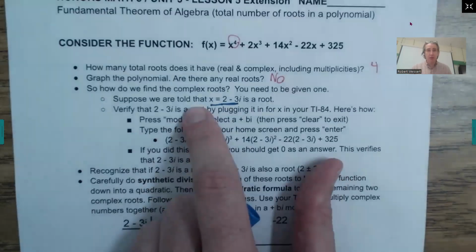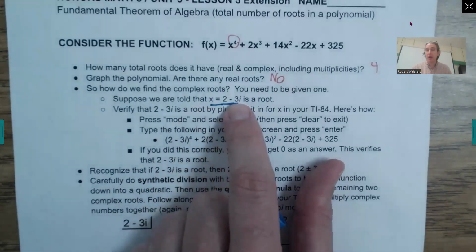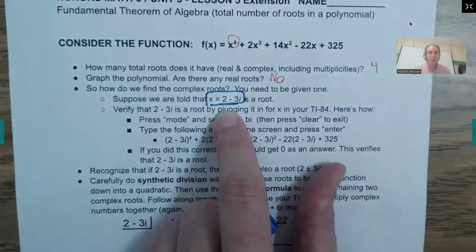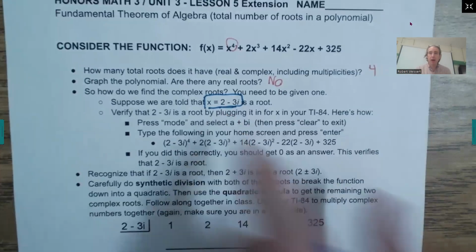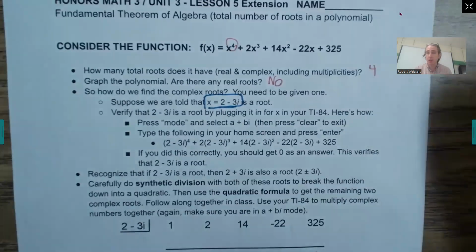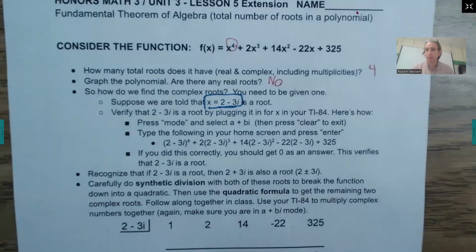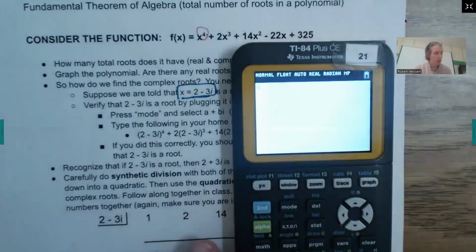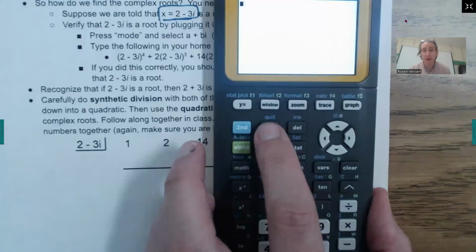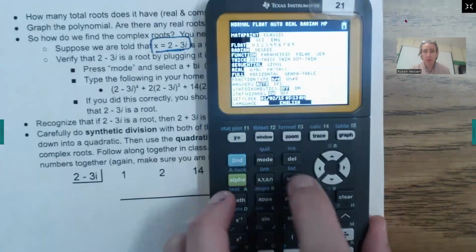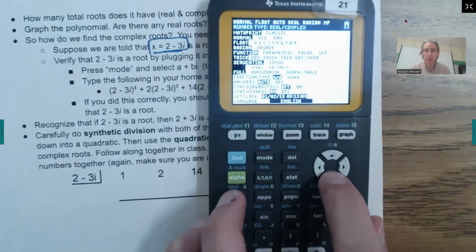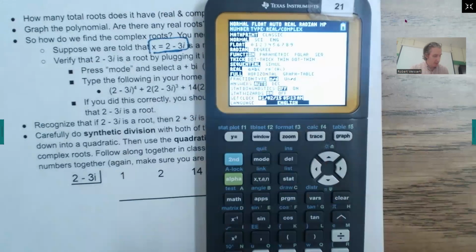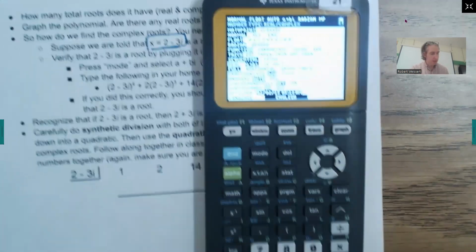So in this question right here, it says, suppose we are told that x equals 2 minus 3i as a root. I'm giving you 2 minus 3i. So we're going to circle that. Now we're going to verify that it's a root by doing something on your TI-84 calculator that you may not know can be done. First thing is we're going to be working with the complex part of your calculator. So you are going to press the following: mode. You can't do this in Desmos, folks. This has to be done in one of these handheld graphing calculators. Go down to where it says real, change to a plus bi, press enter, hit clear.